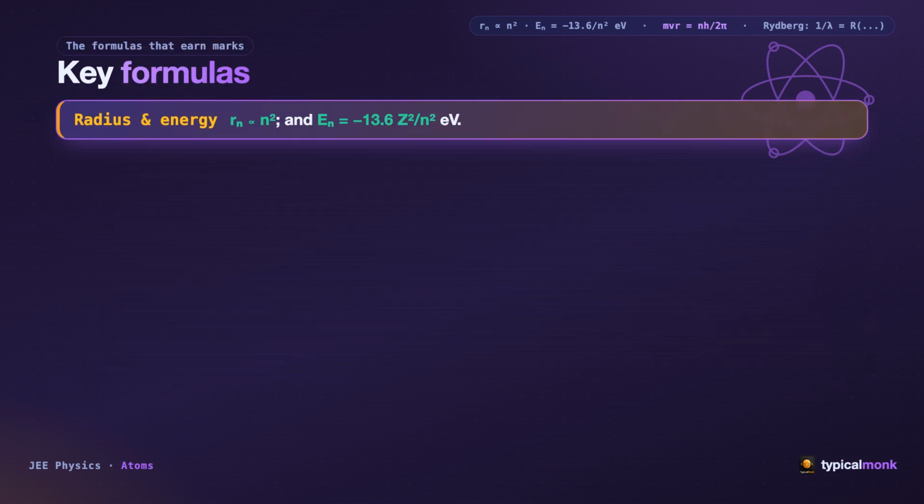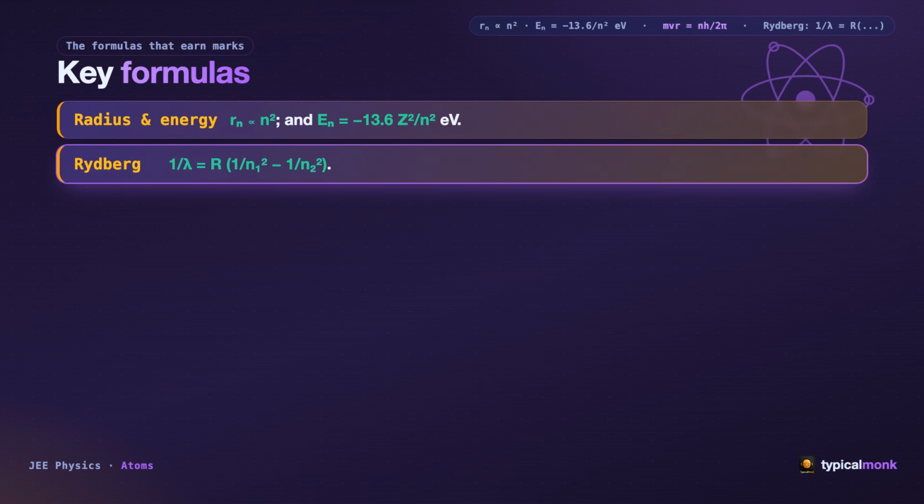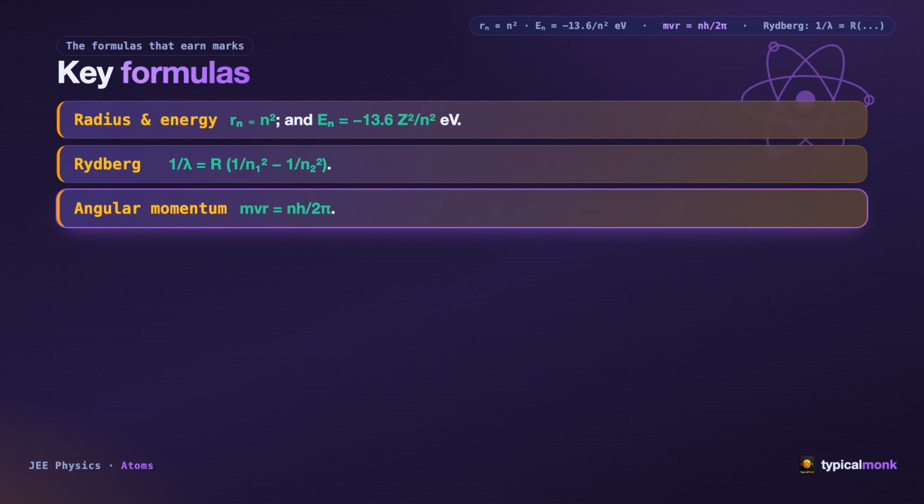Now the formulas that earn marks. Radius and energy: Rn is proportional to n squared. En equals minus 13.6 Z squared over n squared electron volts. The Rydberg formula: 1 over lambda equals R times (1 over n1 squared minus 1 over n2 squared). Angular momentum: mvr equals nh over 2 pi.